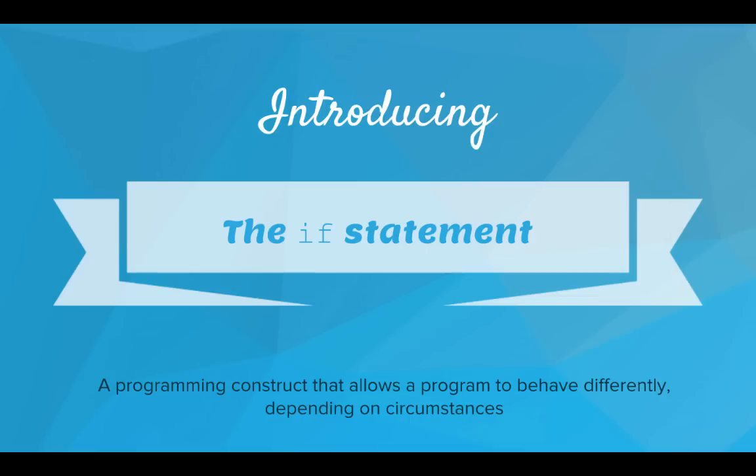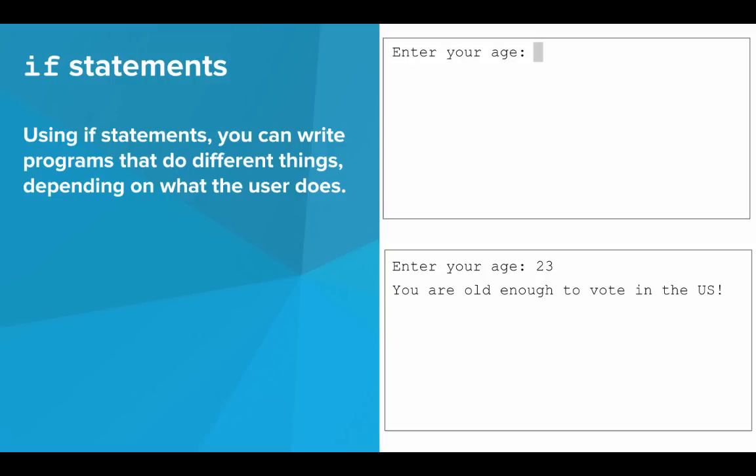An if statement is a programming construct that allows a program to behave differently depending on circumstances. You can use if statements to write programs that do different things depending on what the user does. In the program demonstrated on the right, the response depends on how the user's age compares to 18, the age at which one is legally allowed to vote in the US. In this case, the user is old enough. And in this case, the user isn't, and the program says so.